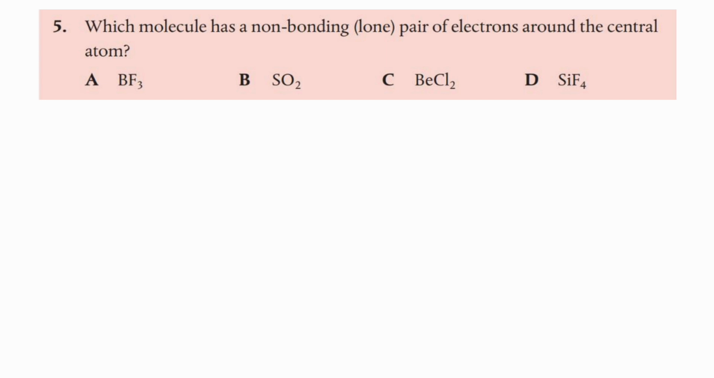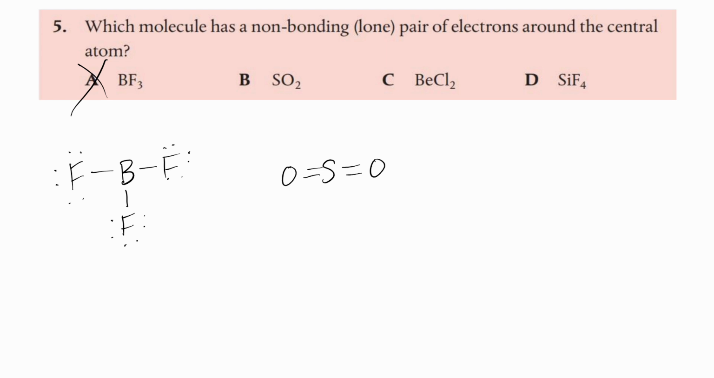5 says, which molecule has non-bonding lone pair of electrons around the central atom? Boron has 3 valence electrons, so when it bonds out to 3 terminal atoms, there's going to be no lone pairs on that boron, which is why it's trigonal planar. So BF3 would not be an answer. SO2, sulfur, has 4 valence electrons, so it's going to bond all 4 to the oxygens, which means it does not have a lone pair on the central atom.